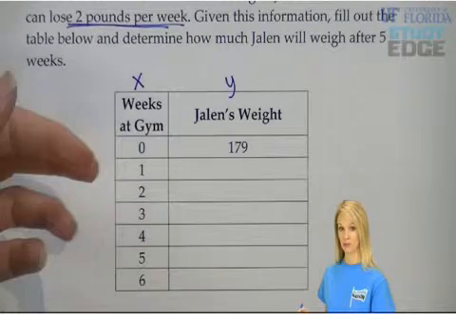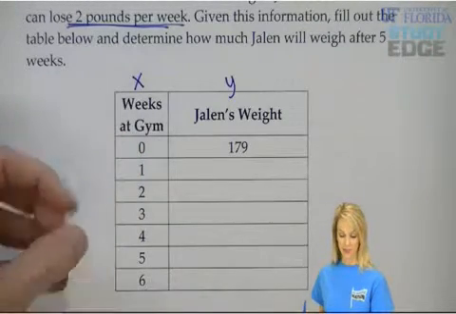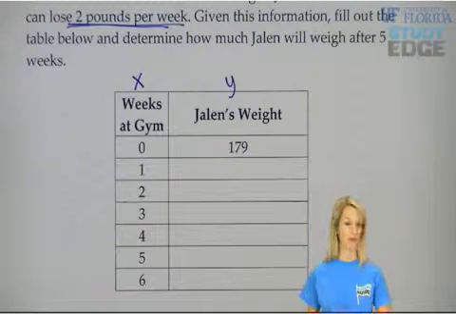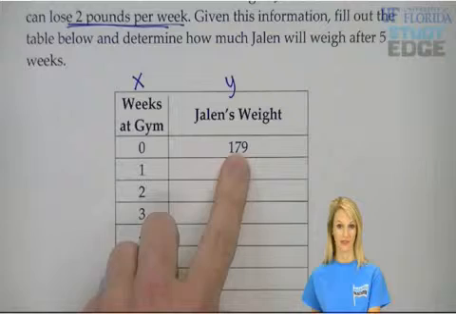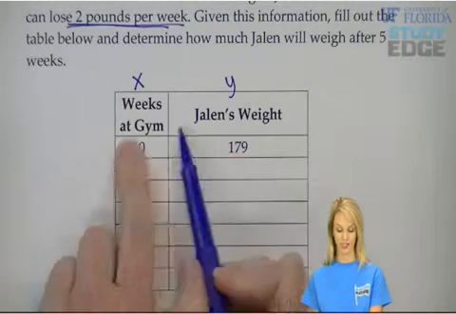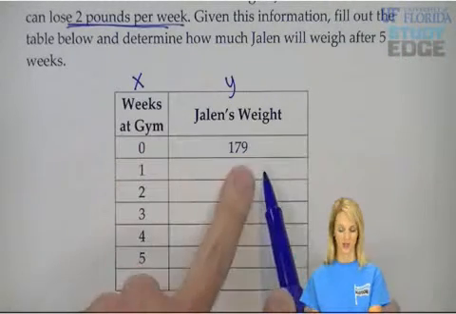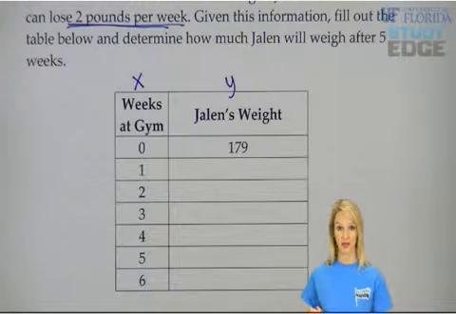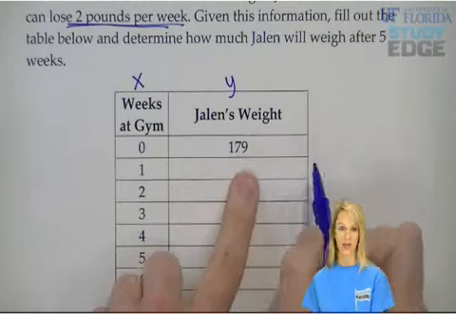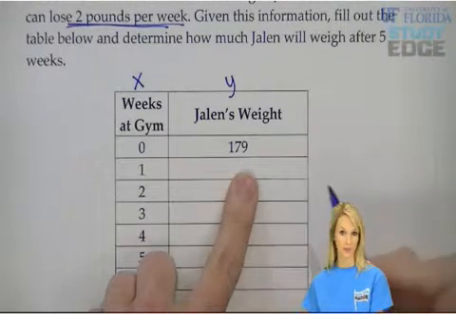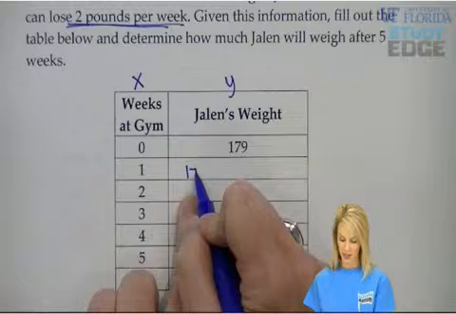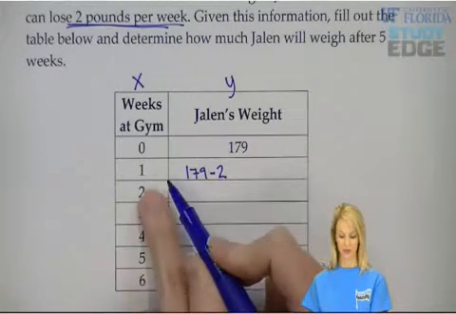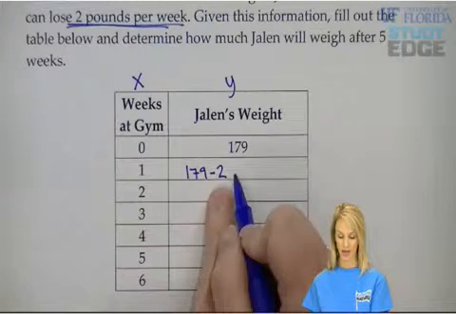He's going to go to the gym a certain amount of time, and after that amount of time, he weighs something. Now, we said in the first sentence of the problem, before he starts going to the gym, he weighs 179 pounds. So that's already filled in for us. 0 weeks at the gym, weighs 179 pounds. Now, each week that he works out, he loses 2 pounds. So if he works out for 1 week, how much weight is he losing? He's losing 2 pounds. He would be at 179 pounds to start, minus 2 pounds. After a week of working out, he loses 2 pounds. Now what is he at?